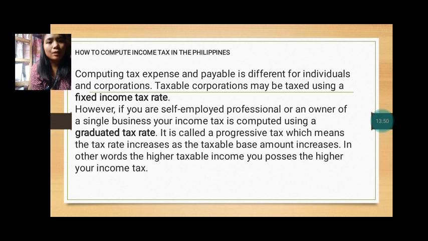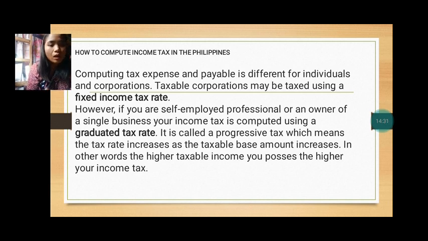Okay, so punta naman tayo sa how to compute income tax in the Philippines. Computing tax expense and payable is different for individuals and corporations. Taxable corporations may be taxed using a fixed income tax rate. Yung fixed income tax rate is a lump sum tax that is not measured as a percentage of the tax, and it was based on income, wealth, or consumption.